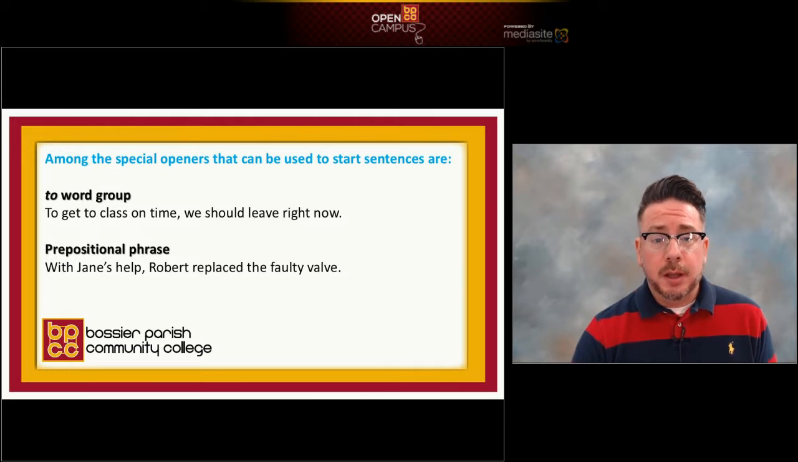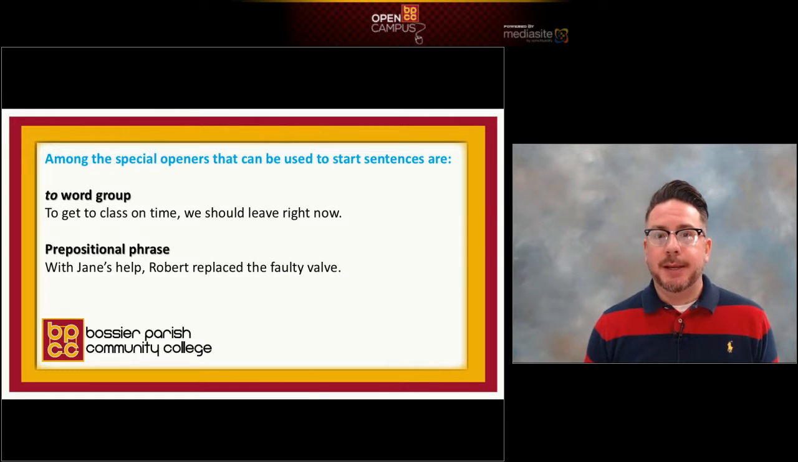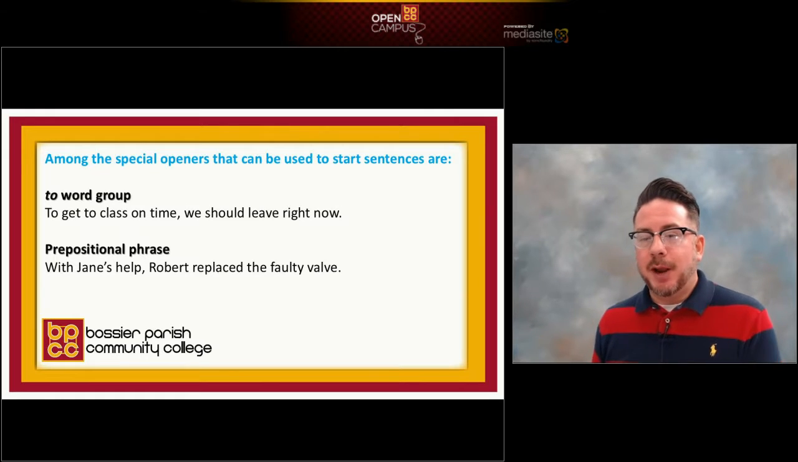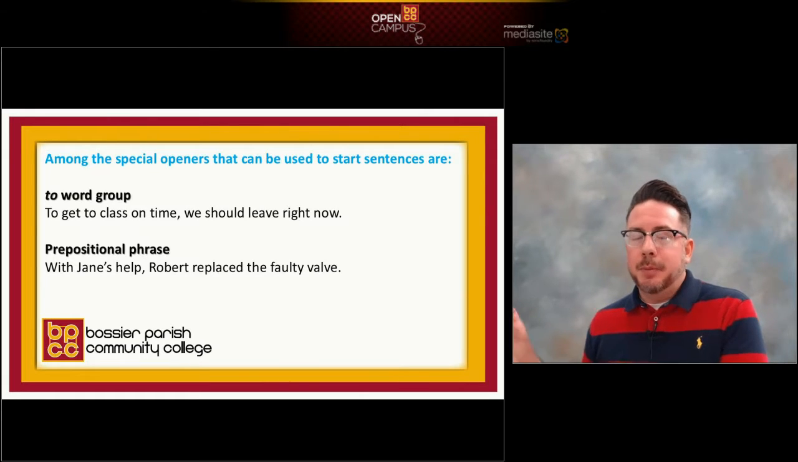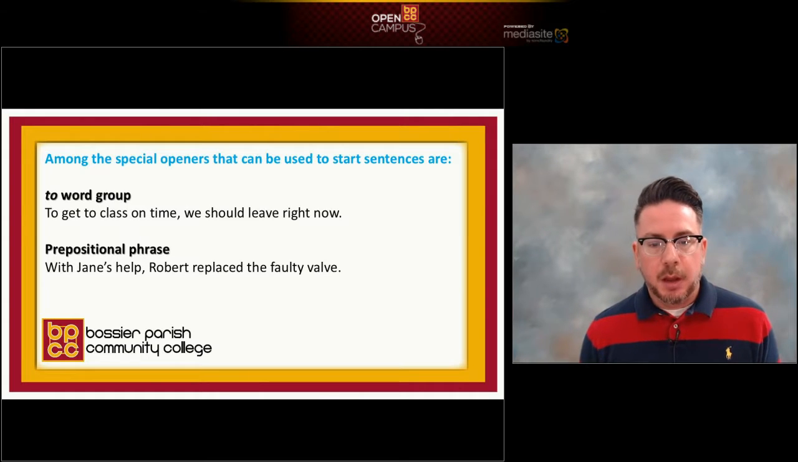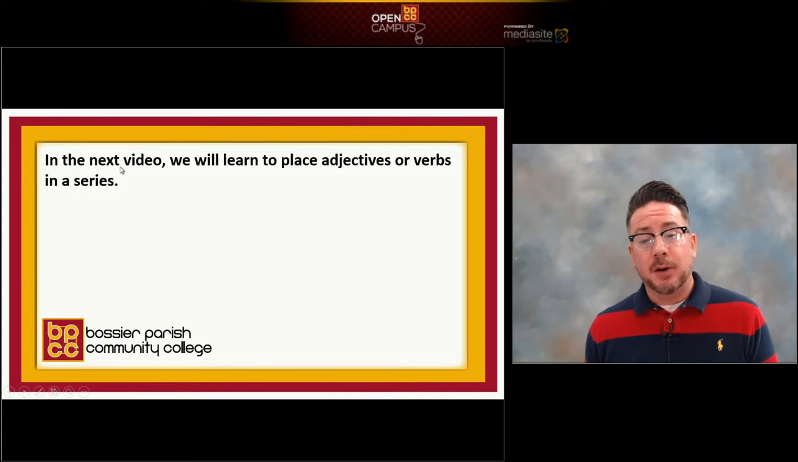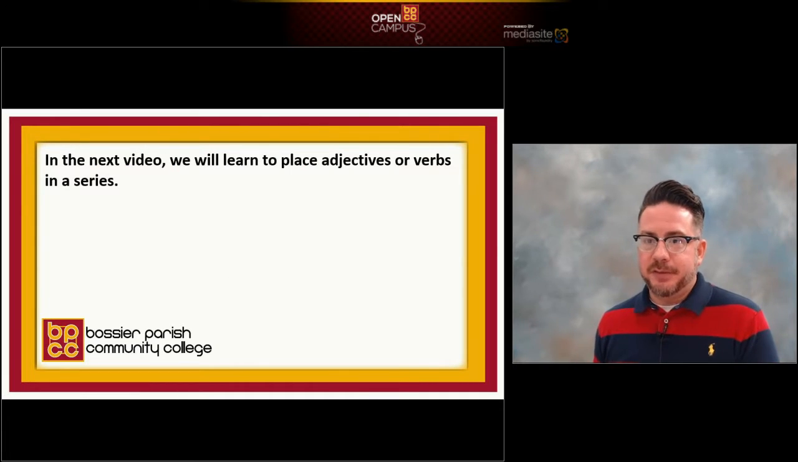Here's a few more. We can use a to-word group. To get to class on time, we should leave right now. And you can see how you could write that sentence, we should leave right now to get to class on time, but by moving that phrase to the beginning of the sentence, we've changed it up. We can use other prepositional phrases like, with Jane's help, Robert replaced the faulty valve.